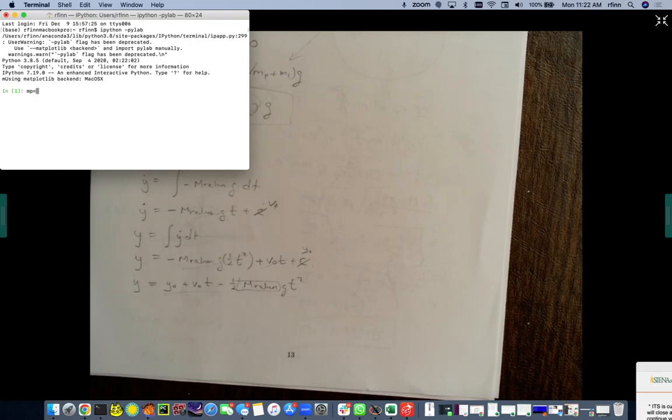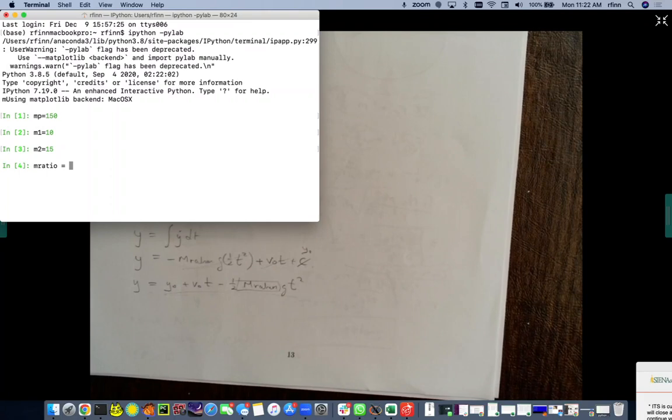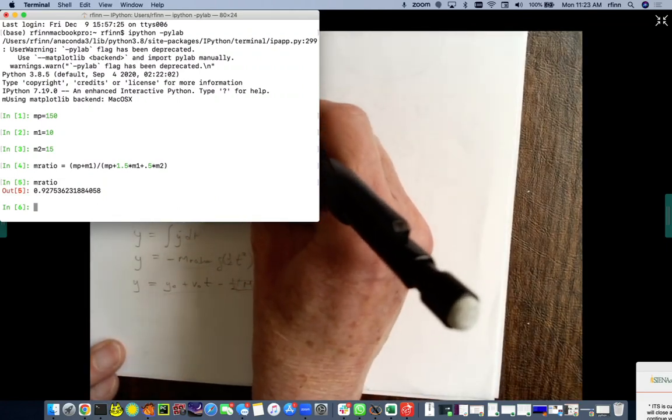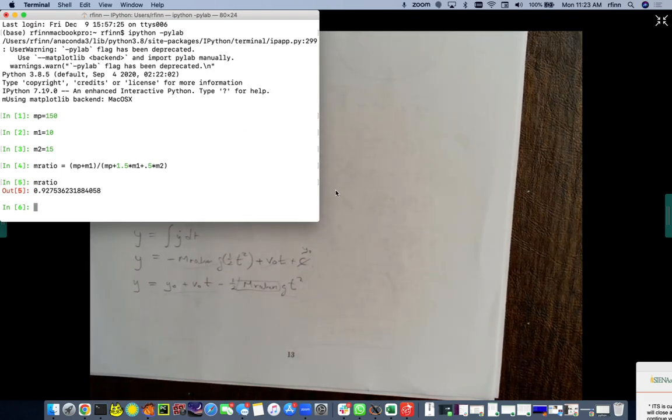So the mass of the piano is 150, M1 equals 10, and M2 equals 15. So our M ratio is P plus M1 divided by P plus 3/2, so 1.5 times M1 plus 0.5 times M2. So pretty close. M ratio is 0.9275. We'll just keep that so we don't have to plug it in again later.